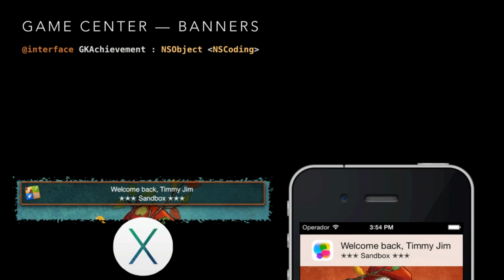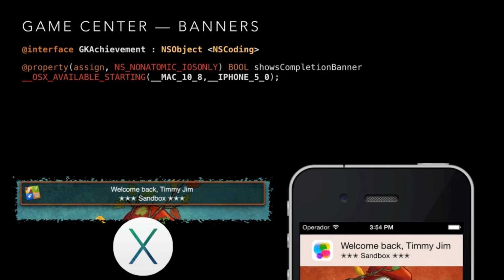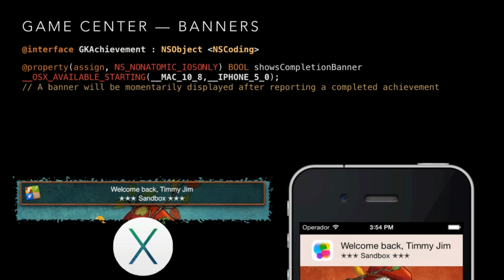Anyway, it shows you the thing, and the way it works is that GKAchievement has a pretty cool boolean called showsCompletionBanner. And so every time there is an achievement, you can also have a banner automatically shown to you.